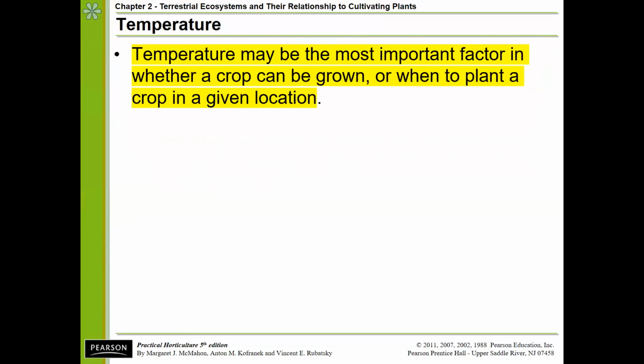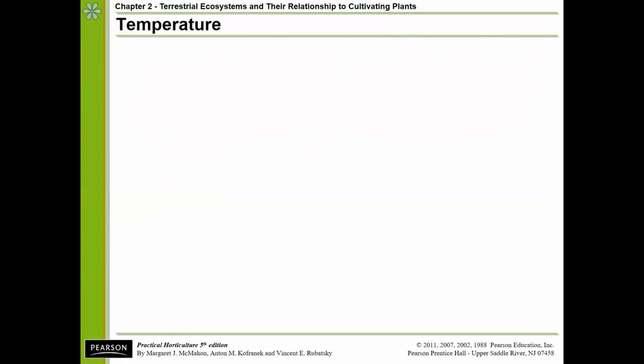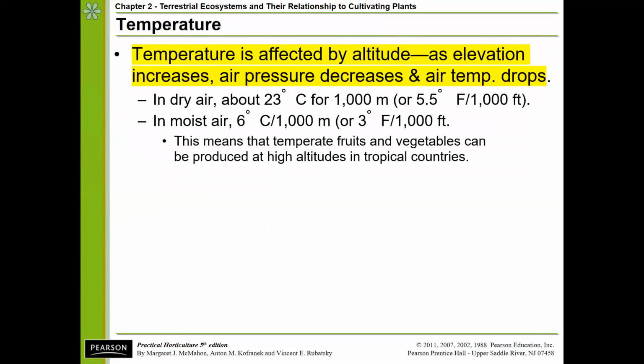However, temperature, again, I think temperature and water are pretty close together in terms of natural plant growth. However, in terms of crop growth, temperature is really what governs where a plant can be grown. And again, that's affected by the altitude. As the elevation increases, the air pressure decreases and air temperature drops.